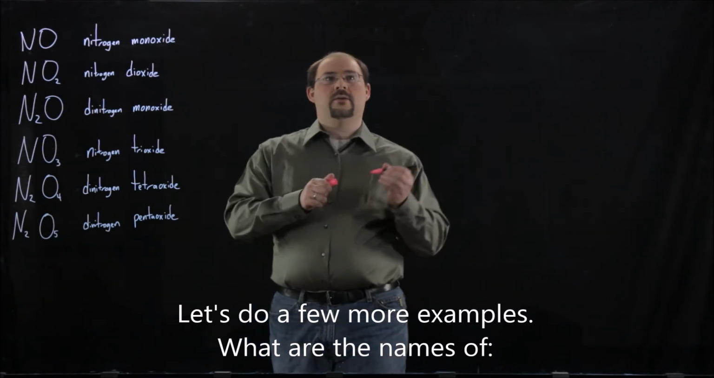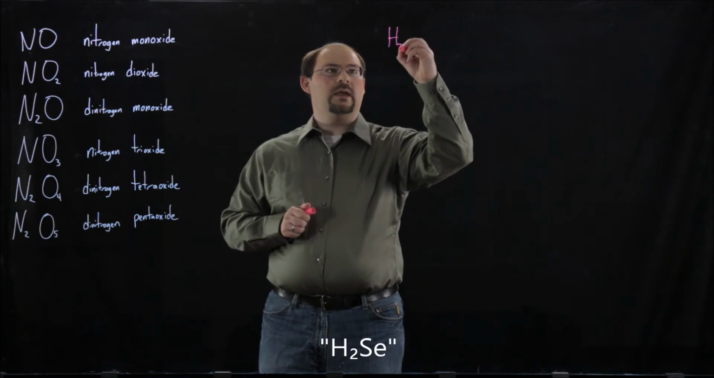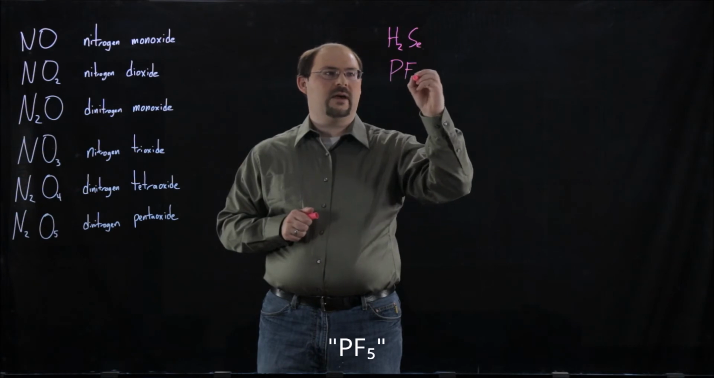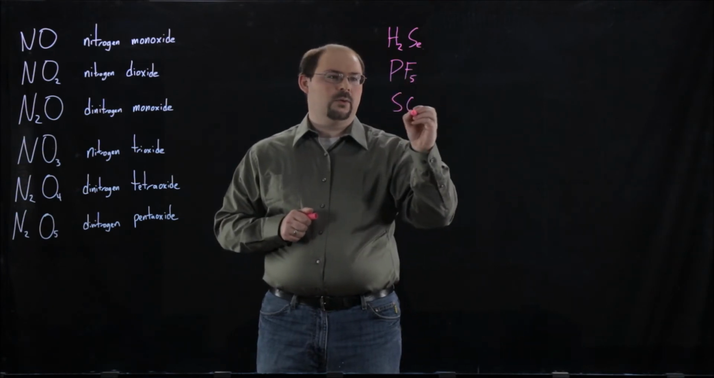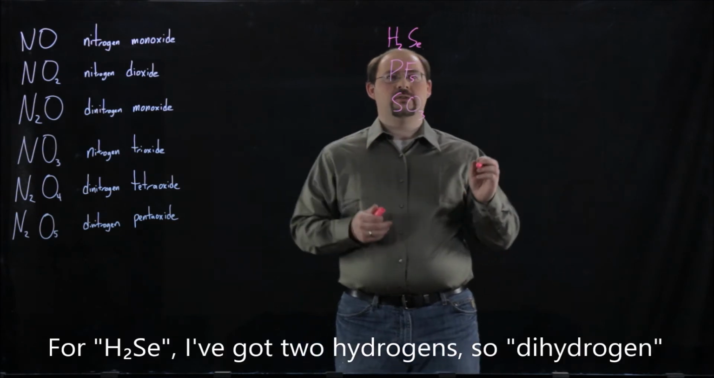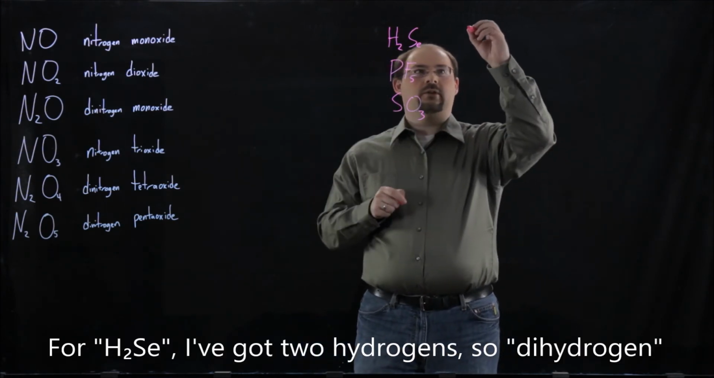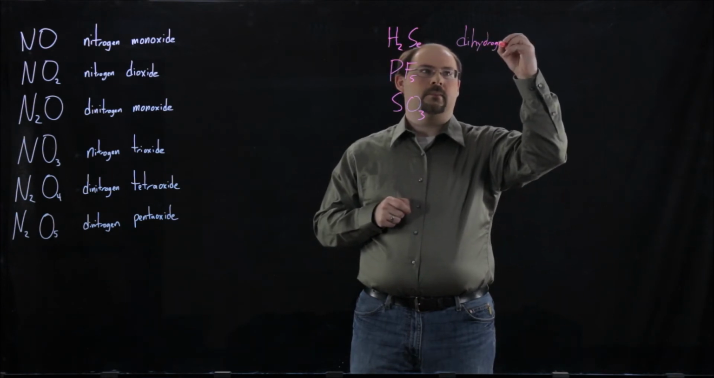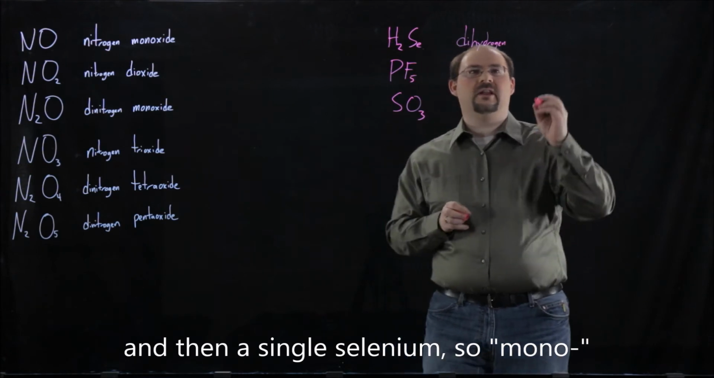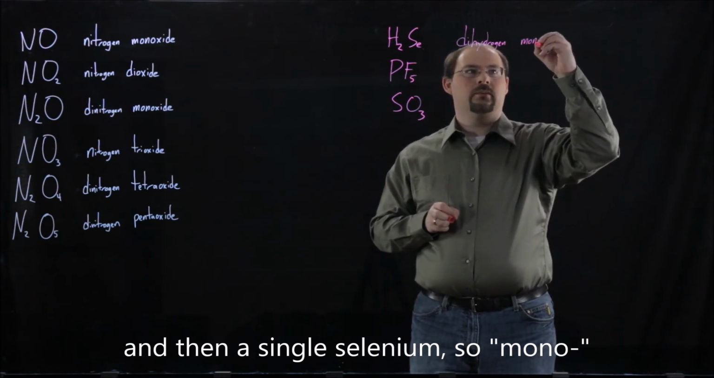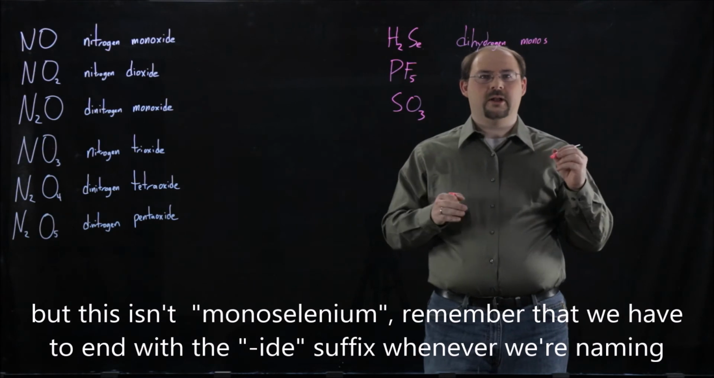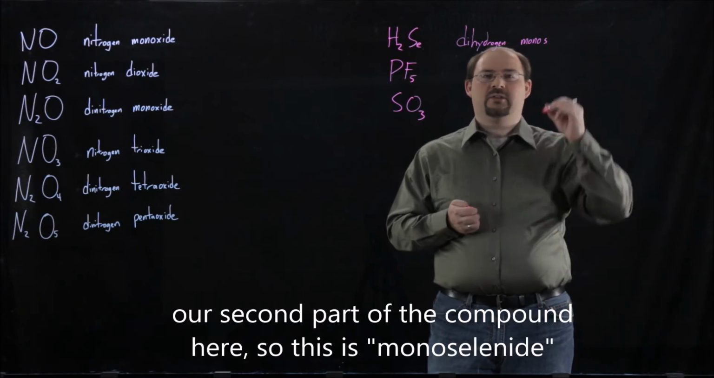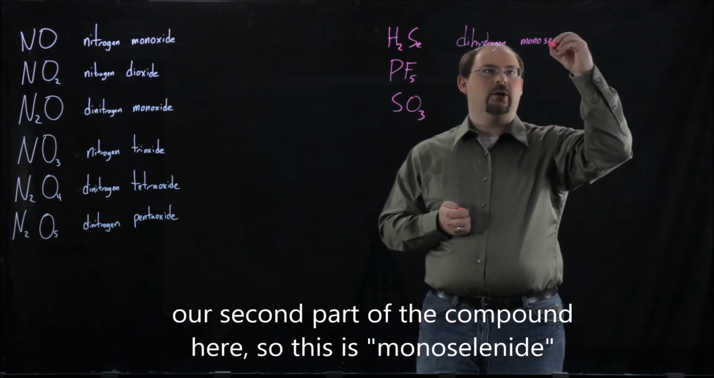Let's do a few more examples. What are the names of H2Se, PF5, and SO3? Well, H2Se, I've got two hydrogens, so dihydrogen. And then a single selenium, so mono. But this isn't monoselenium. Remember, we have to end with the "ide" suffix whenever we're naming our second element here. So this is monoselenide.